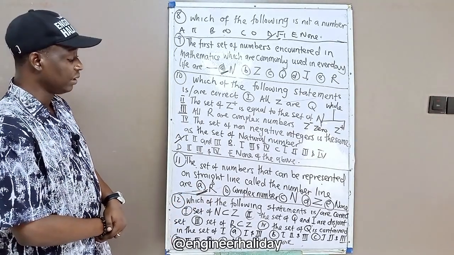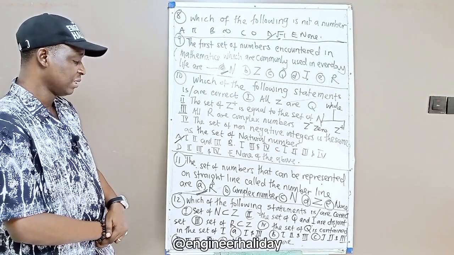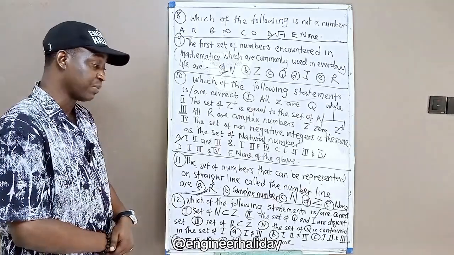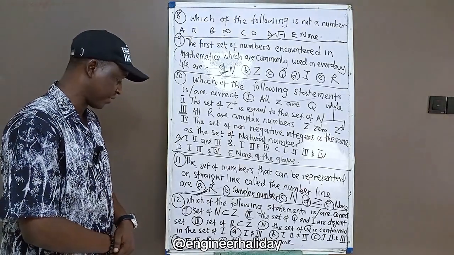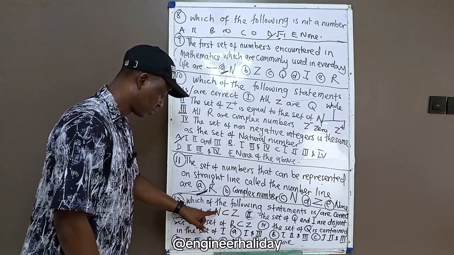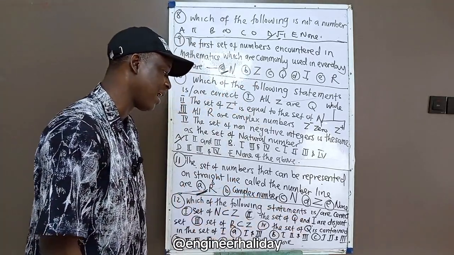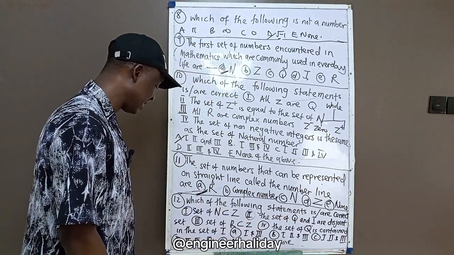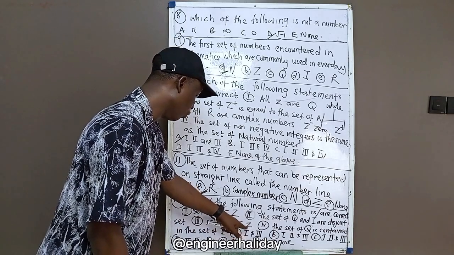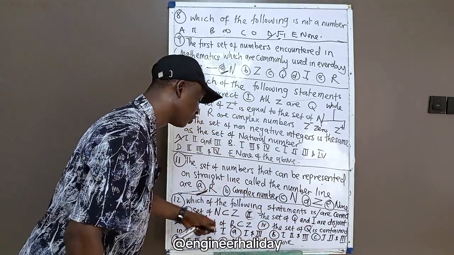The last question for the day, I will call it a day, is: which of the following statements is or are correct? Set of natural numbers is a subset of integers. Natural numbers are a subset of integers, yes. The set of Q and R and I are disjoint, yes. Set of R is a subset of Z, no. This one is wrong. R is not a subset of Z.